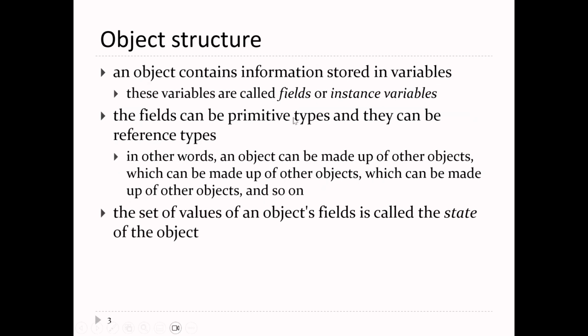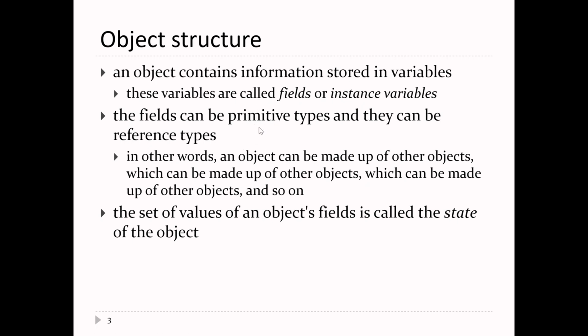So objects contain information and they can perform actions. The information is stored in variables, because that's where you store anything in a computer program. The variables that store the information for an object are called fields. You'll also see these called instance variables or object variables. That just means a variable that belongs to an object. The standard Java terminology is to call those things fields.